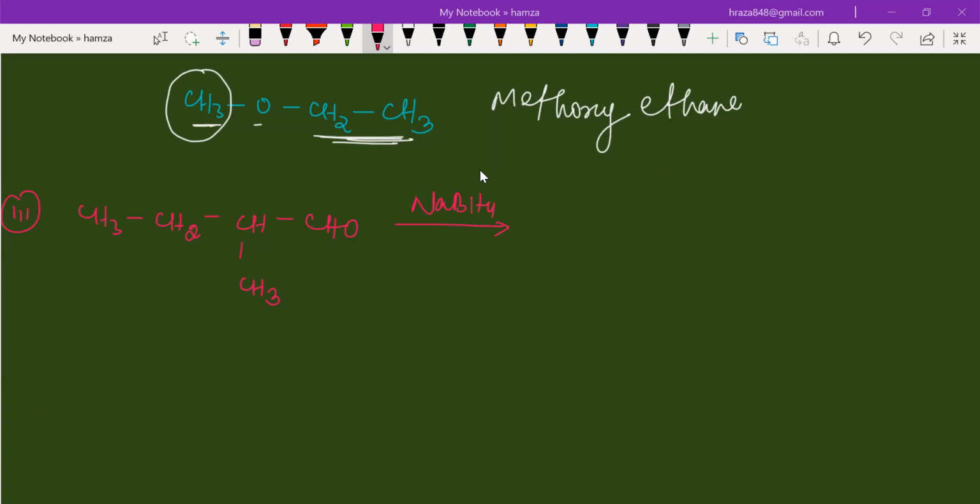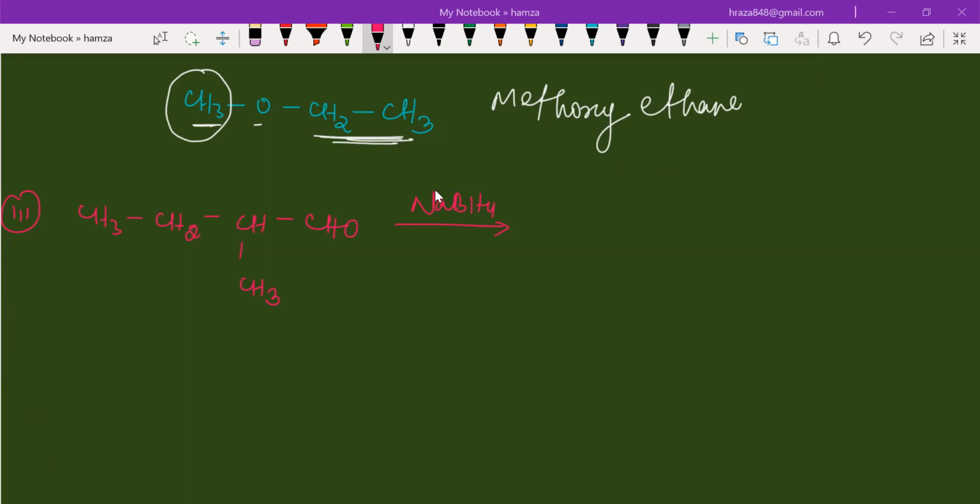Sir, 2-methyl butane. 2-methyl butane. Butane, but the "ane" only represents the nature of the bond. It will be butanol.